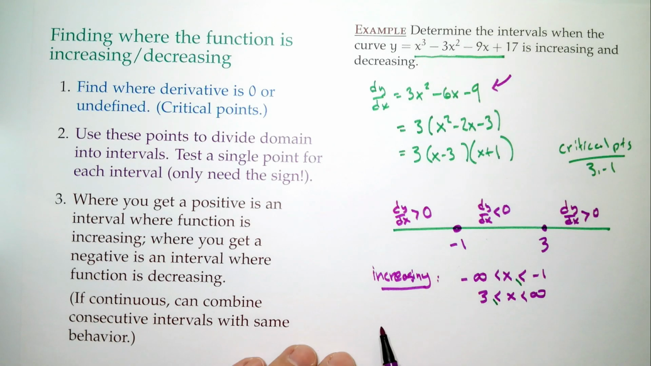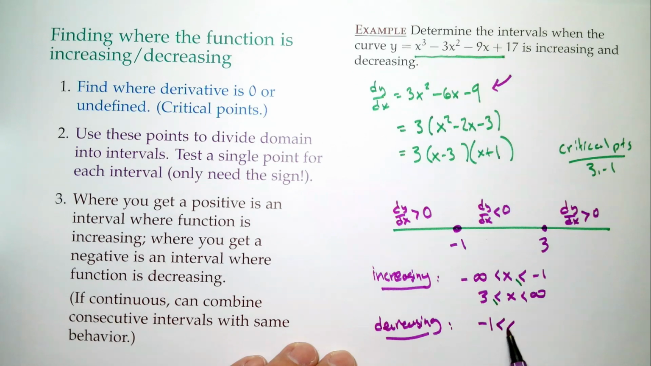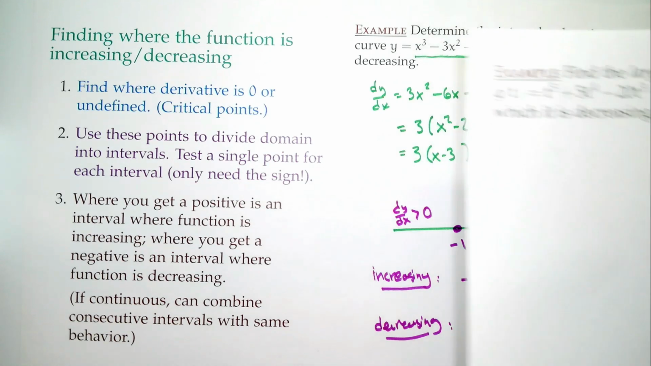Where is it decreasing? Yeah, you look for where the derivative is negative. So negative 1 up to positive 3. And again, you could include the endpoints or not, depending upon how you feel. Okay. Well, that's good. Let's do it a couple more times.